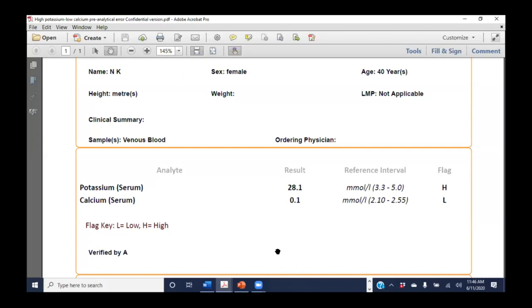It's not compatible with life. The doctor collected the sample into a potassium EDTA bottle, and we know EDTA chelates calcium. So that's why calcium was very low. Potassium was very high, but it was a potassium EDTA. They already had a loss of potassium inside the anticoagulant used.